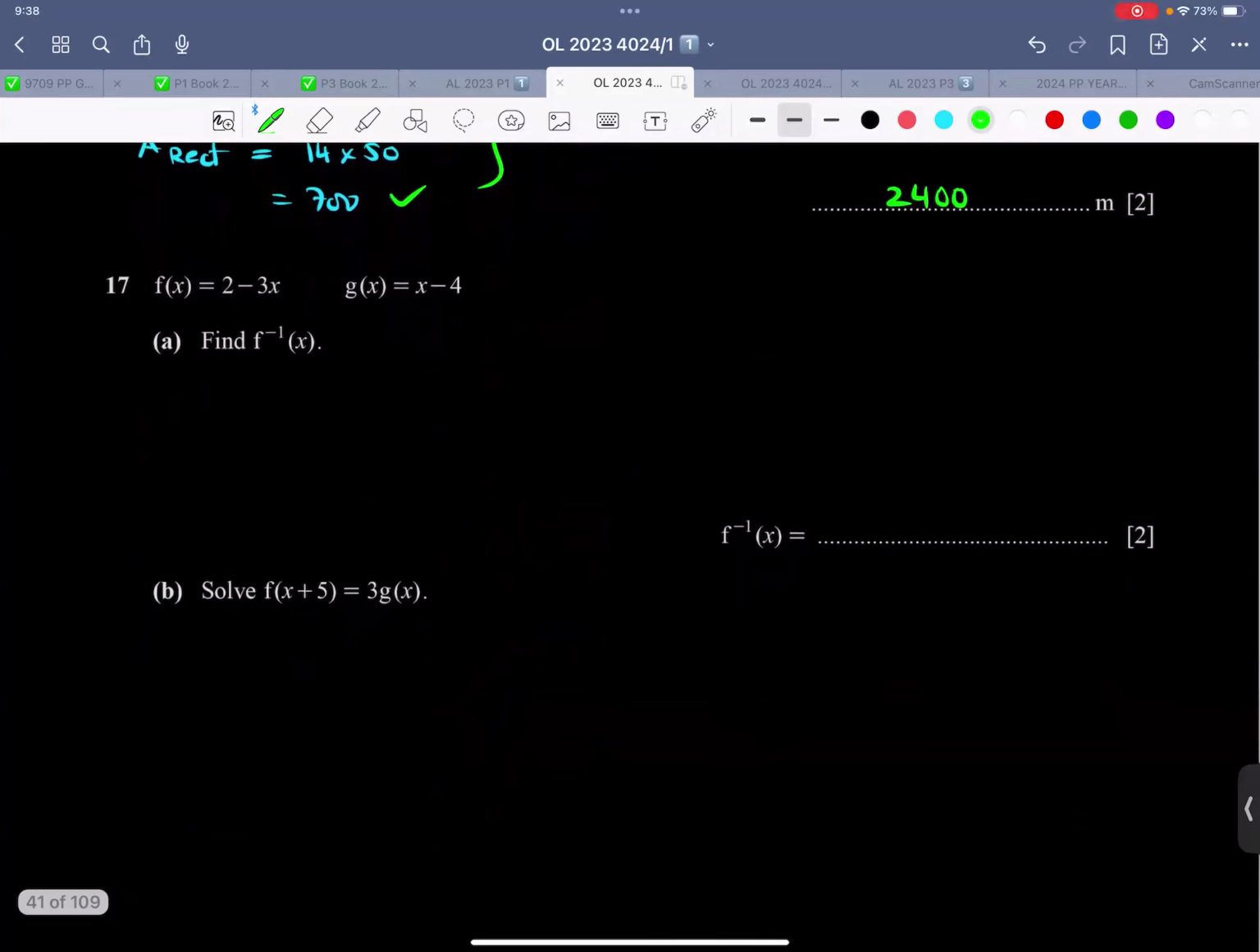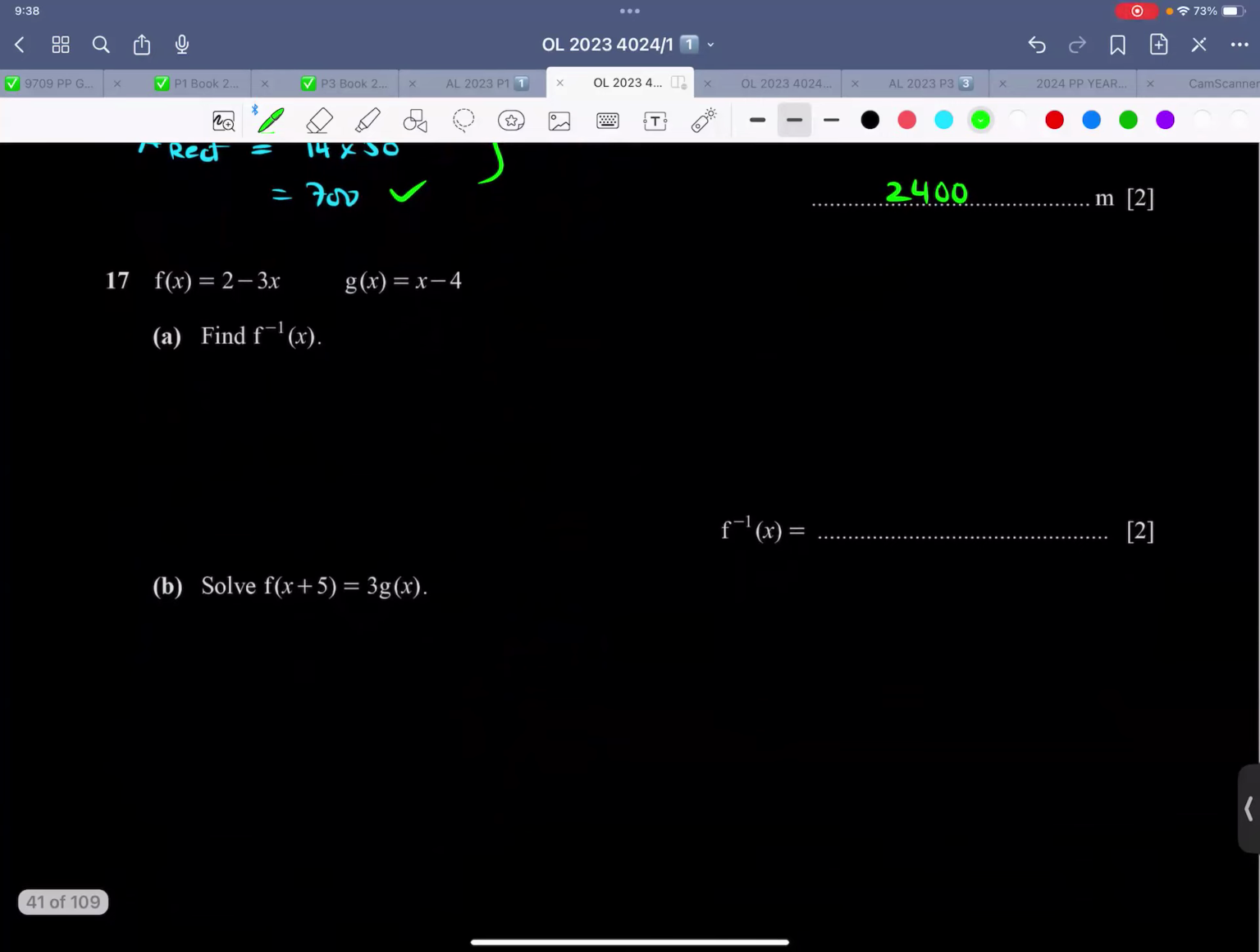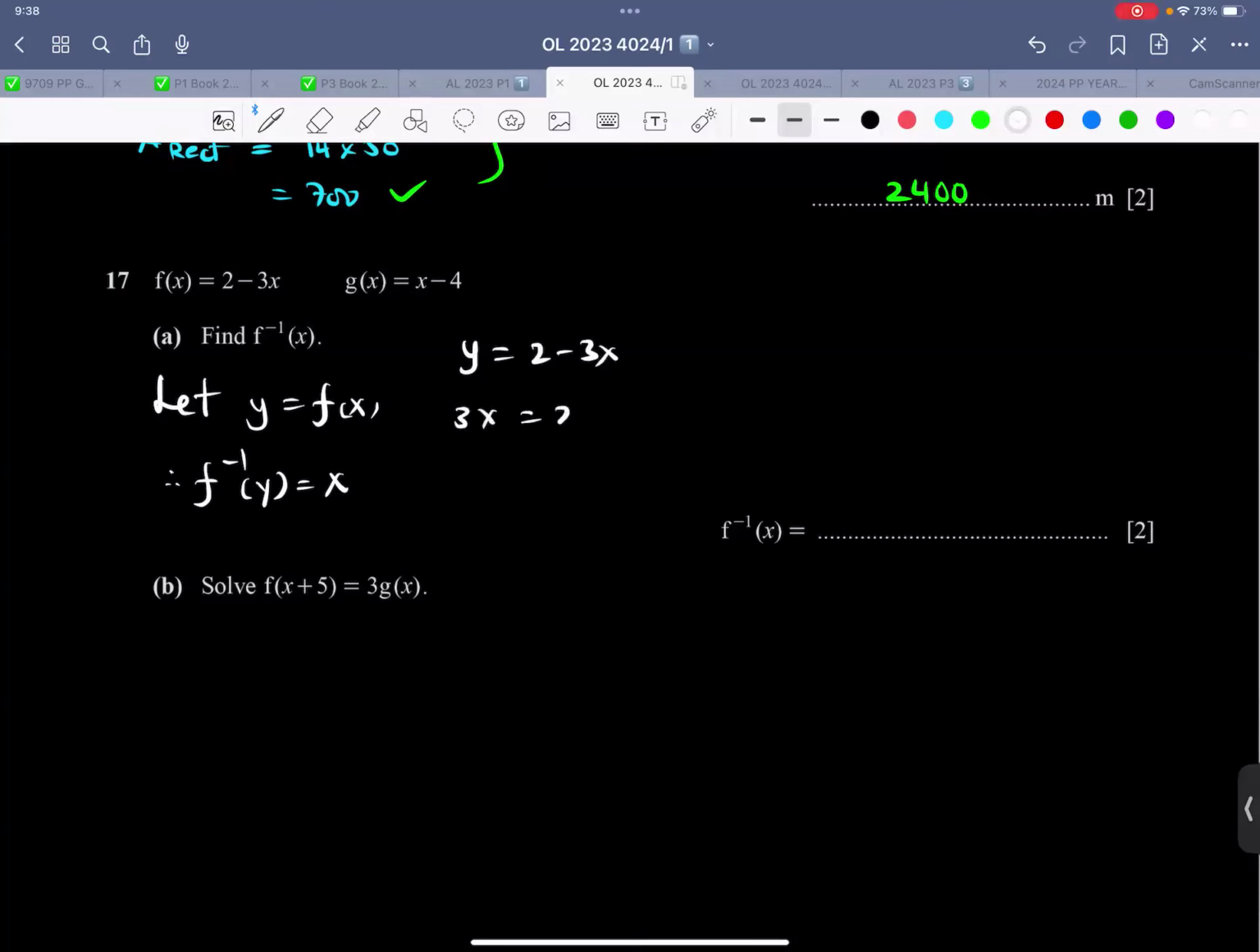f(x) is given, g(x) is given. Find f inverse of x. It's the old traditional thing that we do. Let y equal f(x). Therefore, f inverse of y equals x. Therefore, y equals 2 minus 3x. 3x equals 2 minus y. x equals (2 minus y) over 3.